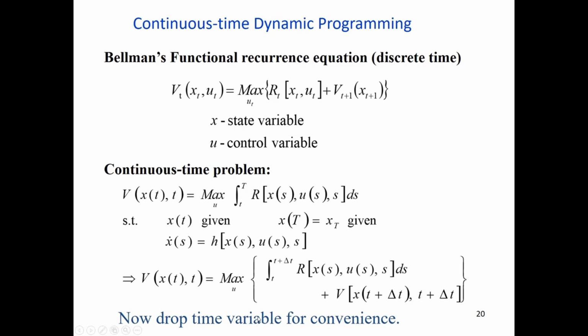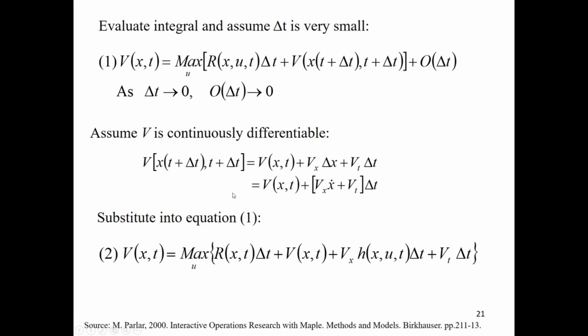Now we're going to drop the time variable for convenience, but we solve this problem and we can rewrite it like this in terms of a delta t. So what we're basically doing here by introducing delta t is trying to convert this continuous time problem into an expression that looks very much like the discrete time problem. We evaluate the integrals and assume that delta t is very small and allow delta t to approach 0, and we allow this expansion term to approach 0 as well. So this term gets eliminated. We assume that V is continuously differentiable, and that expression turns out to look like that. And we substitute it into equation 1, and basically we get an expression that looks very much like that.